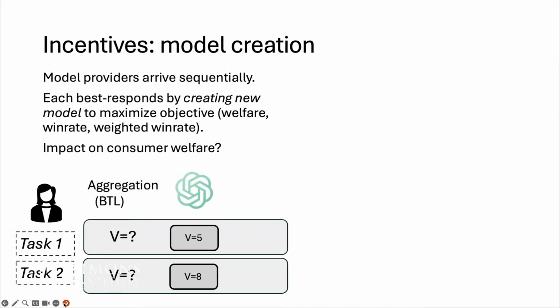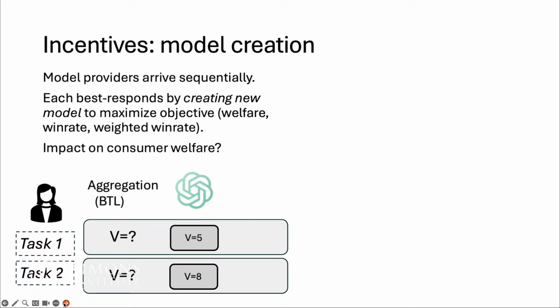Cool. So we're going to start out with model creation. In this setting, we have models that arrive sequentially. Each of them has some total value they can allocate, so they can be small, they can be large, or more or less powerful. And each best responds according to the mechanism that we've created. So it could be for user welfare, it could be win rate, or it could be our weighted win rate.